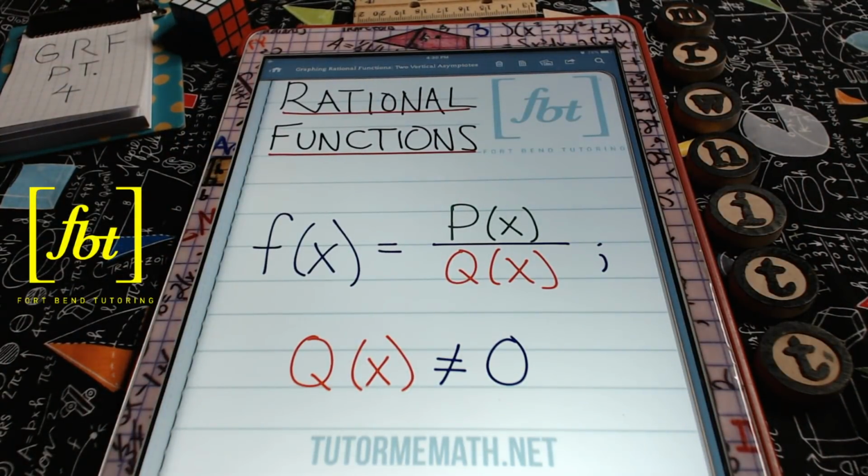Let's continue. As a reminder, when you're dealing with rational functions, you're dealing with the form f of x equals p of x divided by q of x, where p of x and q of x are polynomials and q of x cannot equal 0. That's right, you can't have 0 in the denominator of a fraction. It is undefined, and we want to avoid that at all costs.